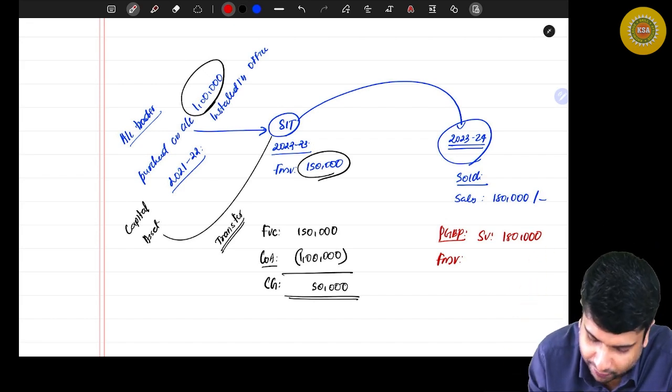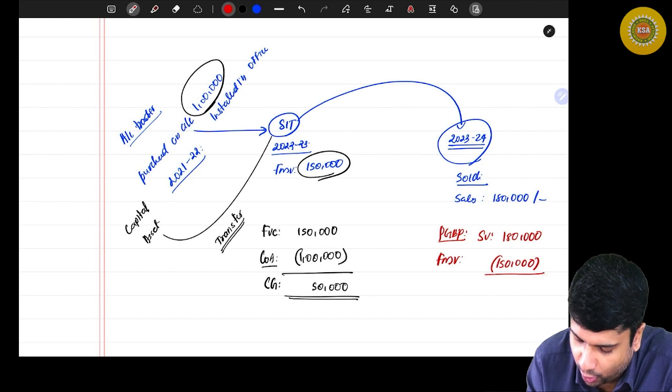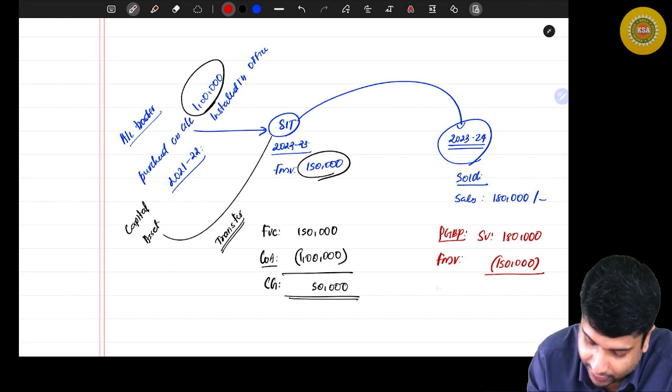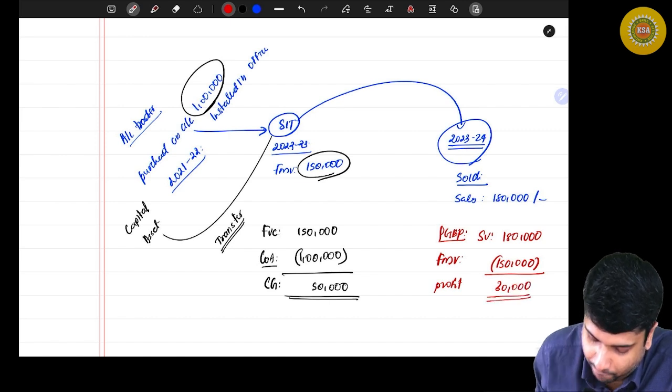And how much is the fair market value? 1,50,000. Now, can you tell me how much is the profit under PGBP? 30,000 is the profit under PGBP.